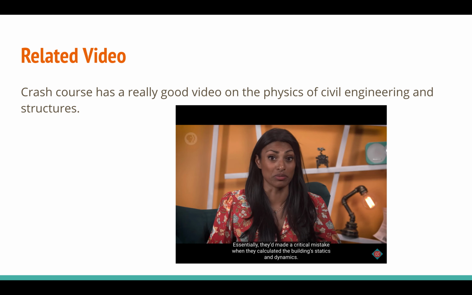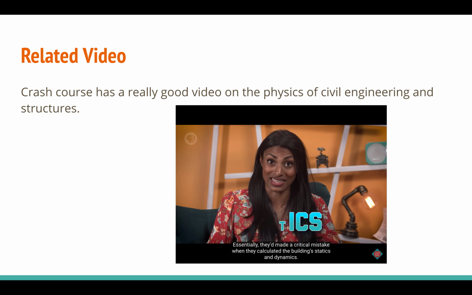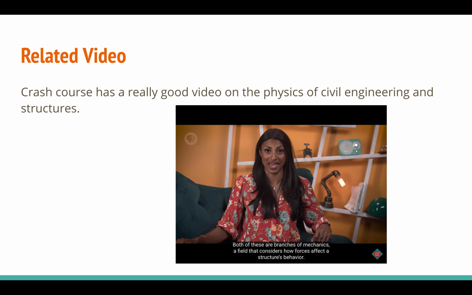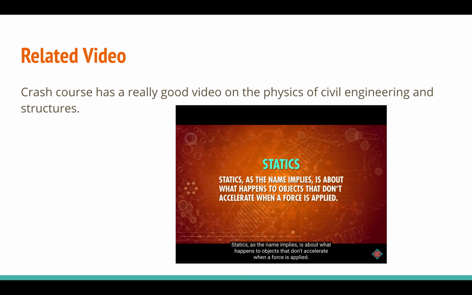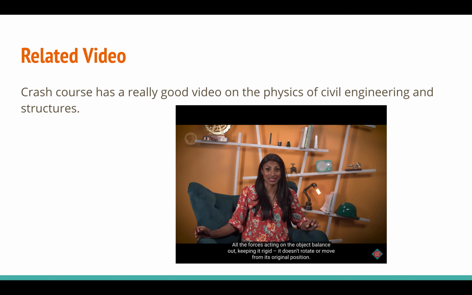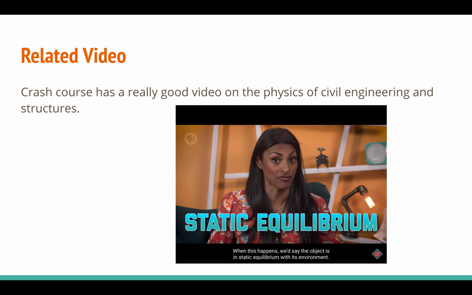Essentially, they'd made a critical mistake when they calculated the building's statics and dynamics. Both of these are branches of mechanics, a field that considers how forces affect a structure's behaviour. Statics, as the name implies, is about what happens to objects that don't accelerate when a force is applied. All the forces acting on the object balance out, keeping it rigid. It doesn't rotate or move from its original position.